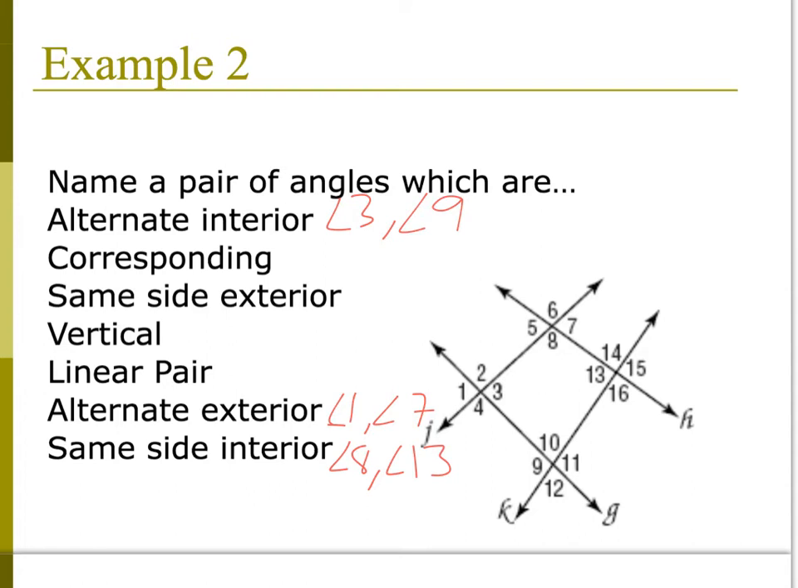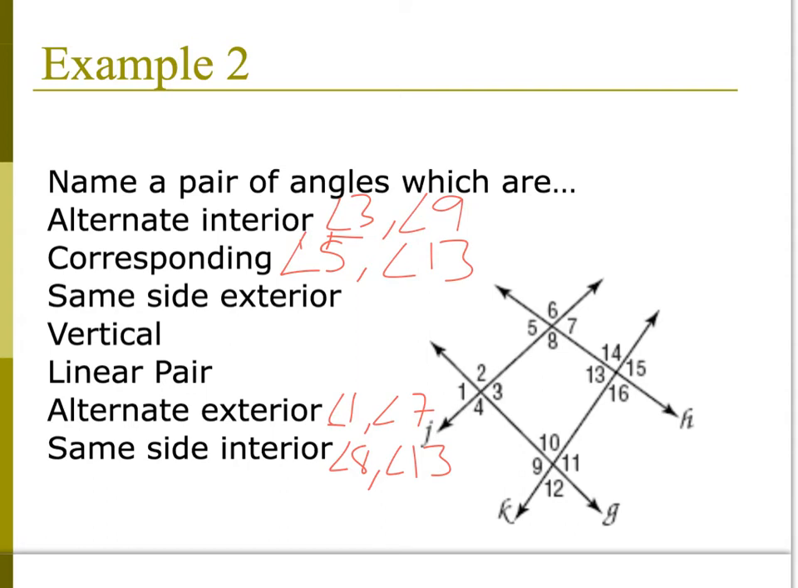How about 5 and 13? 5 and 13 are both kind of like the top left of their angle groupings, far left of their angle groupings. So those would be corresponding. Angle 5 and angle 13. Awesome. All right, let me connect that 5 there.